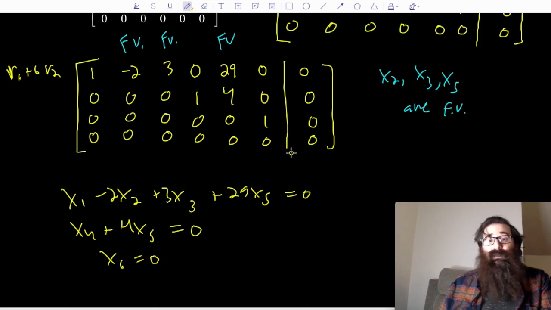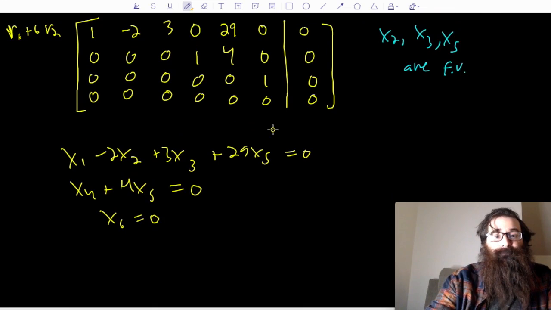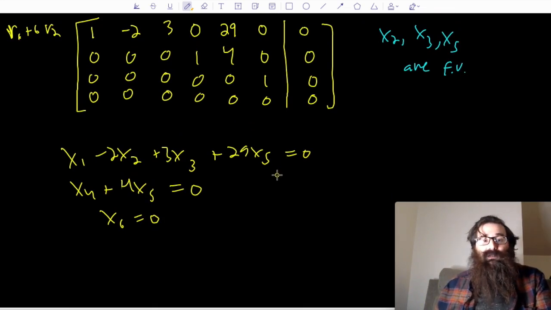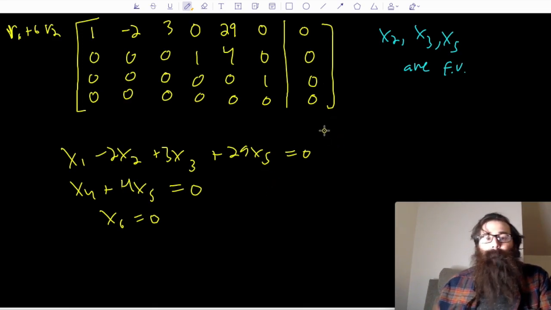And the last row just says 0 equals 0. It's not telling me anything useful necessarily. But now I want to solve these equations in terms of the free variables x of 2, x of 3, and x of 5. And it's always a bit tricky to do this if they're not mentioned in any given equation. But let's see if we can do this.